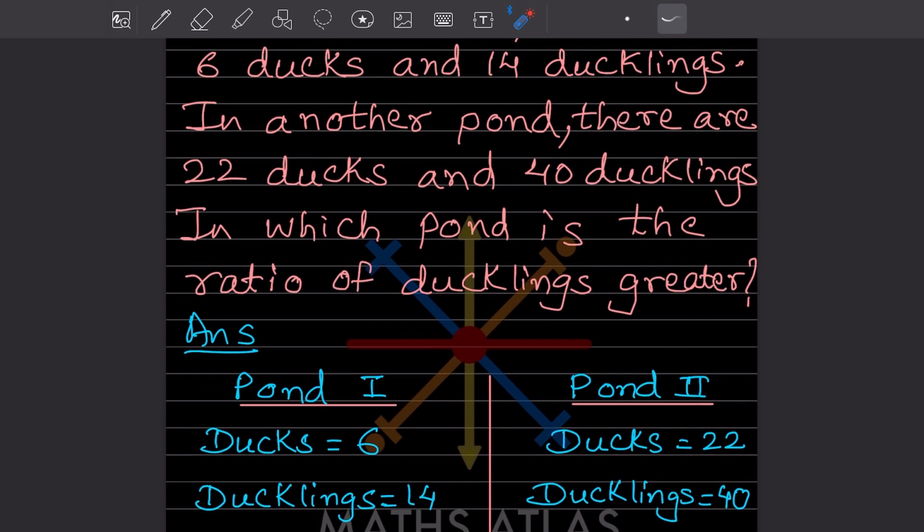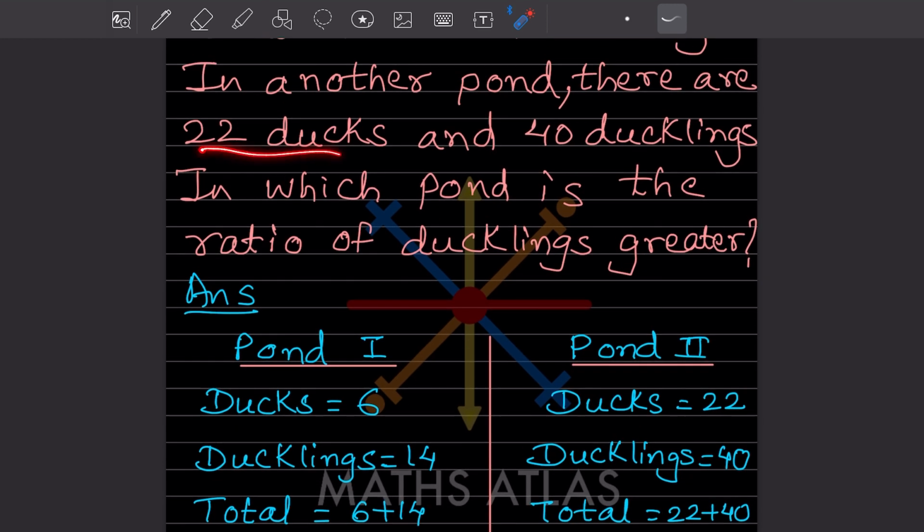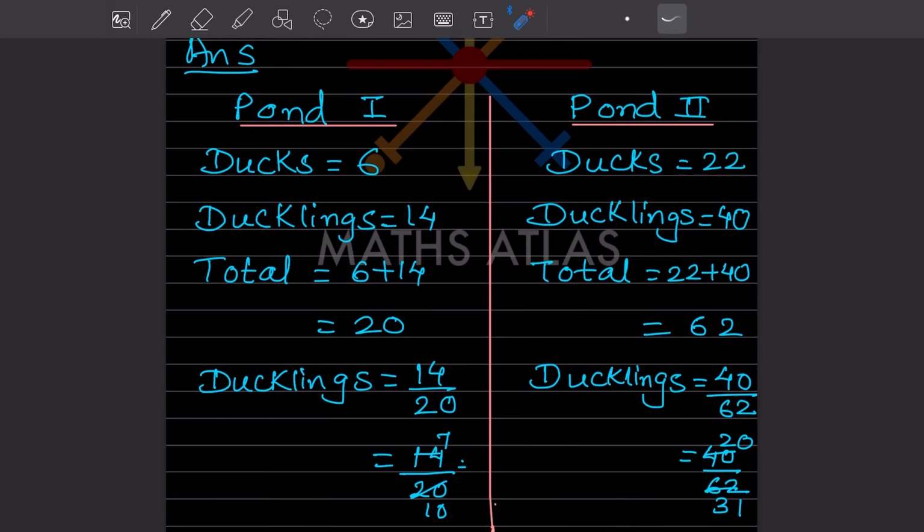So in the first pond they said 6 ducks. So ducks is 6, ducklings 14. Now in the other pond, this one, 22 ducks and ducklings 40. So what did I do now? We'll just see here. This is ducks and we'll see the total. Total is how much? Here 6 plus 14, that is 20.